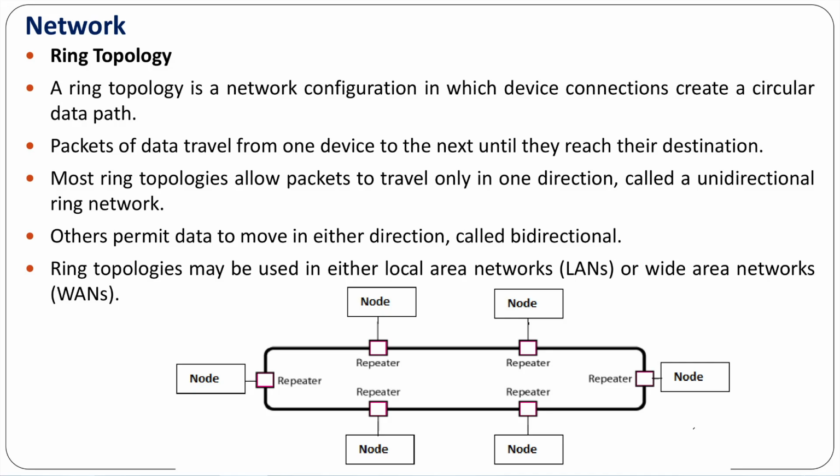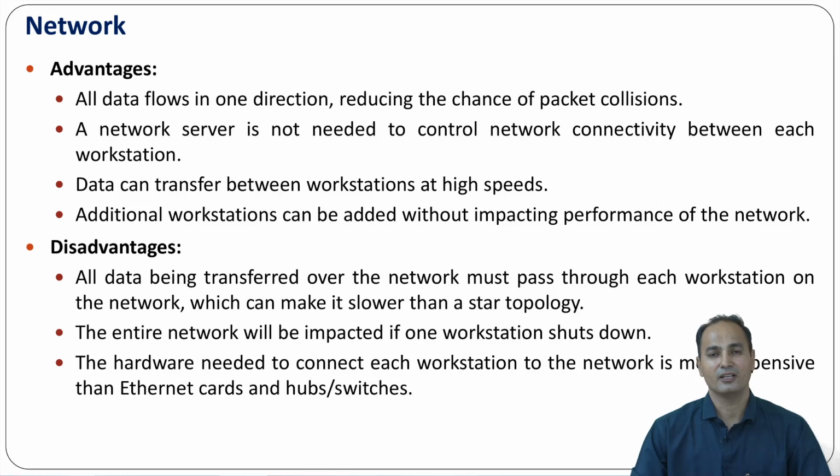Ring topology also has certain advantages. All data flows in one direction, reducing the chance of packet collision. A network server is not needed to control network connectivity between each workstation. Data can transfer between workstations at high speeds. Additional workstations can be added without impacting the performance of the network.